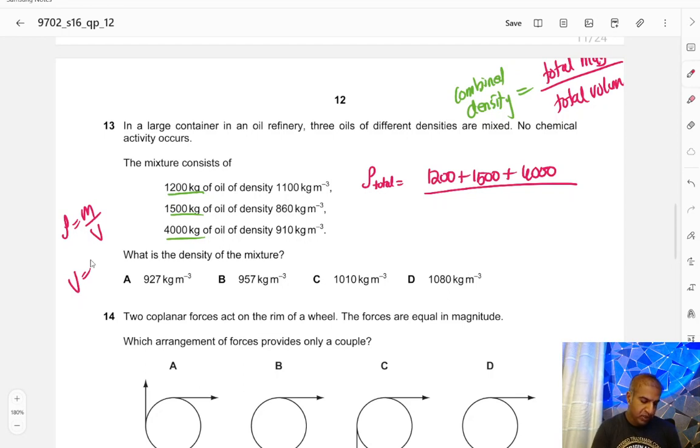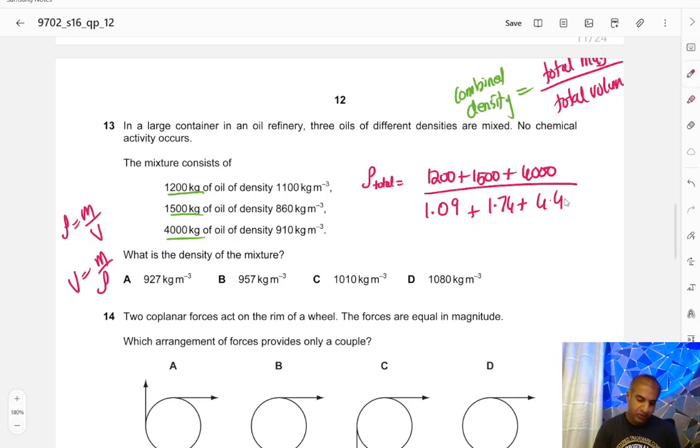So 1,200 divided by 1,100. Volume is equal to mass per unit density, so that makes sense. And this gives me 1.09. Plus we have 1500 divided by 860, and that gives me 1.74. Not concerned about the significant figures, we'll obviously round it off at the end. Then 4000 divided by 910, and that gives me 4.4.